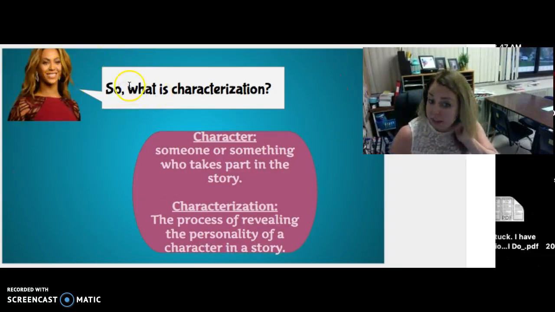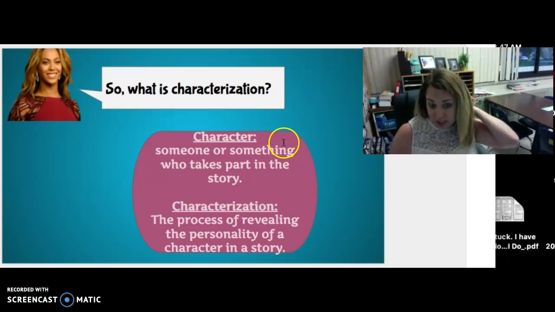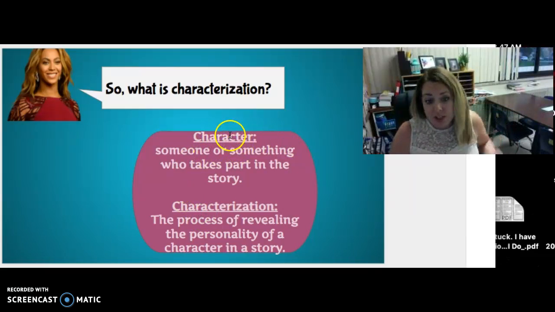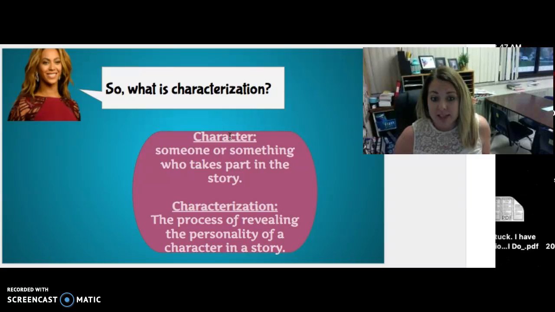So Beyonce wants to tell us about characterization. What is characterization? And there are 2 different definitions here. First, a character, because a character is someone or something who takes part in the story. And then the definition of characterization, which is a process in which the author will reveal the personality of a character in a story, right? So that's characterization. It's being aware of the process that the author goes through to show us what they want us to understand about a character.